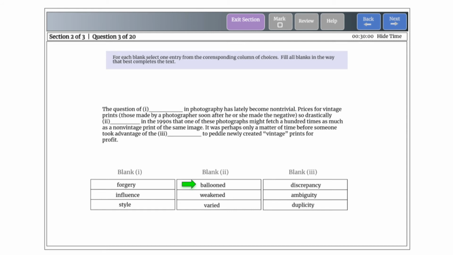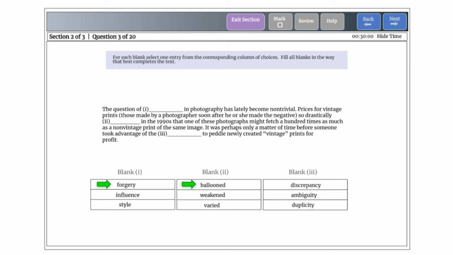It was perhaps only a matter of time before someone took advantage of the blank to peddle newly created vintage prints for profit. Okay, so now we have this idea of people peddling quote unquote vintage prints. So it sounds like they're creating counterfeits or something. And so now we look back at the first blank and forgery makes a whole lot of sense, right? The paragraph has nothing to say about influence or style. It's all about the prices of these photographs and people trying to make new vintage prints for profit, right? And so now we can go back and answer that one.